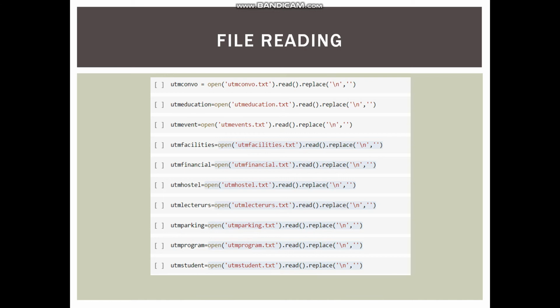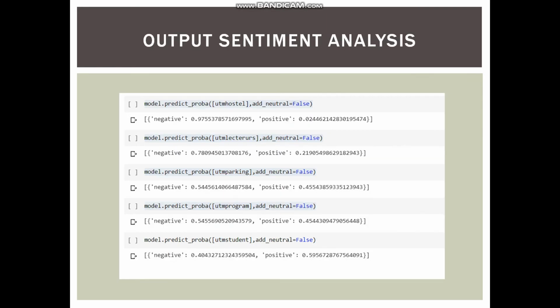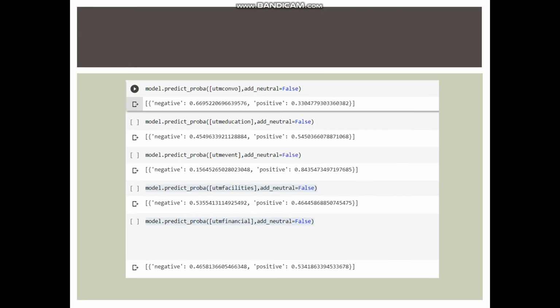And then this is how we read the file for this part, to read the text containing the data of the specific categories. And then this is to predict the data, meaning the comments, so that we can obtain how many are negative and positive. As you can see there, you can see in decimal points the percentage of negative and positive that is shown for each category. Same goes to here.